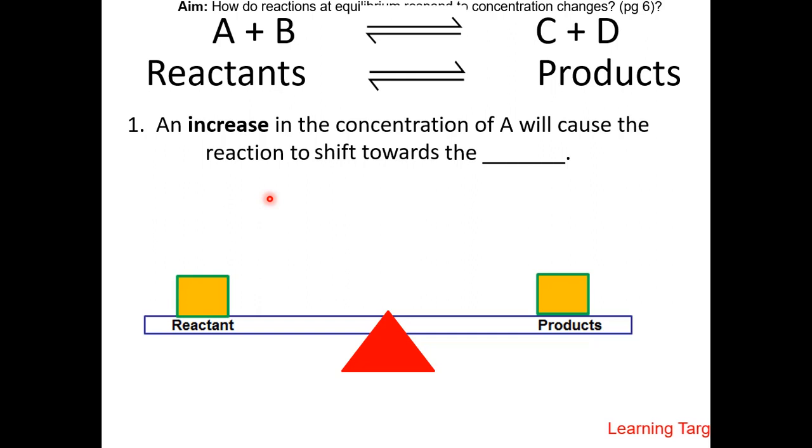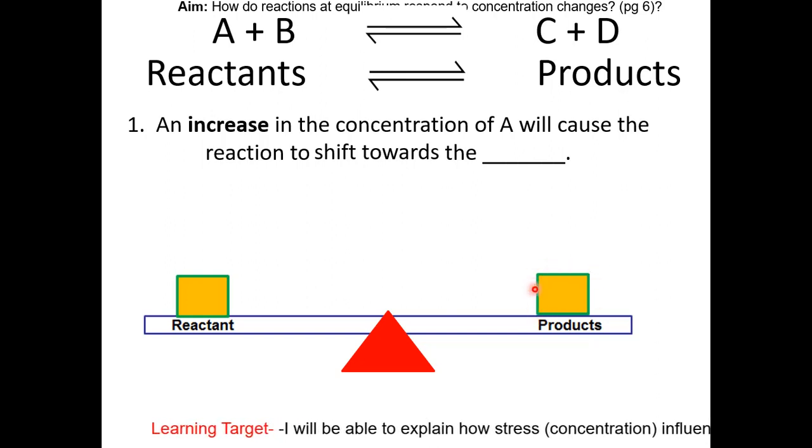In order to figure out how changing the concentration, whether increasing or decreasing, will affect equilibrium, we'll be using the balance beam method. So first, draw a balance beam with products and reactants on each side and make sure it's balanced on both sides. Notice I have one box on the reactant side and one box on the product side. It is balanced. We'll be using the balance beam method to predict where the equilibrium would shift and how it will be restored. Let's look at the first example.